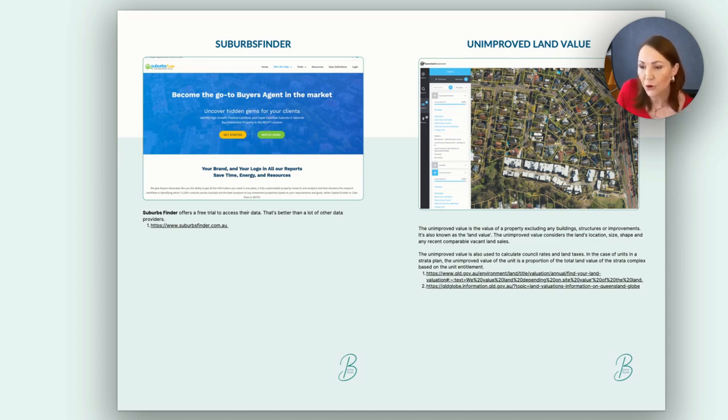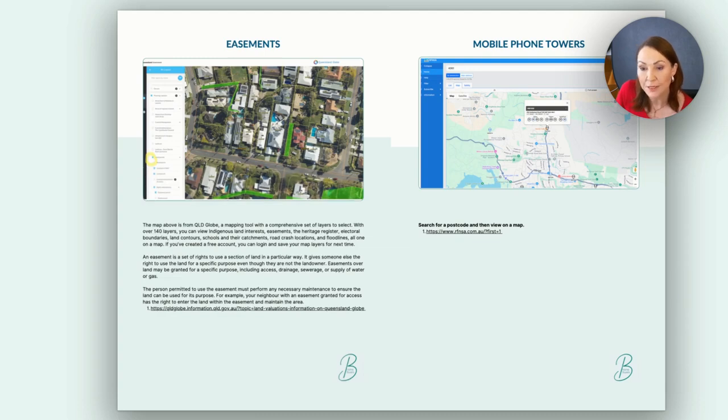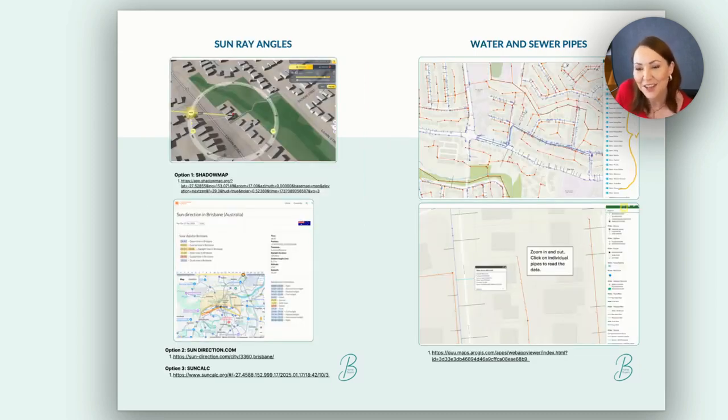Unimproved land value. So this is really based on the size of your land and its location. Nothing to do with the value of the home on the land. The easements that are around. This is just one other way to view easements. And I like the way that this lays it out. It gives it to you very clearly. Mobile phone towers. Plethora of information. This workbook is Sunray angled. This is cool. Where do you want to put your veggie patch or your swimming pool? Or if you were building, where's the best aspect?